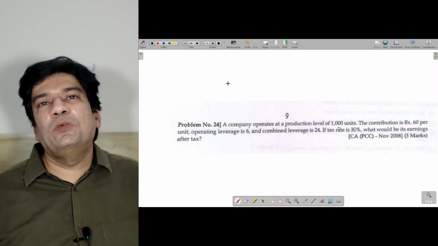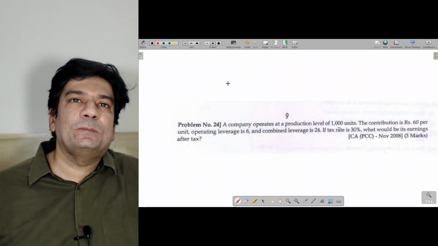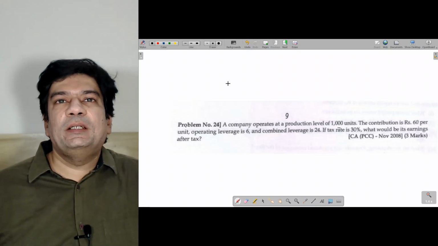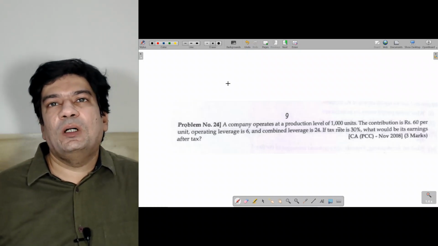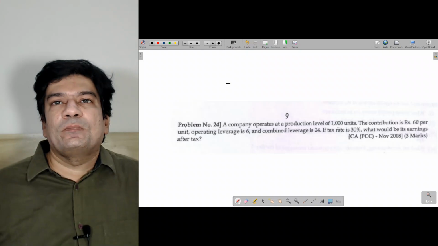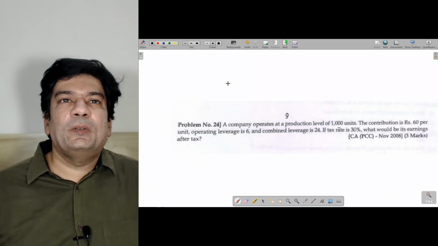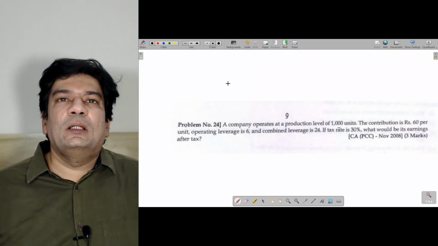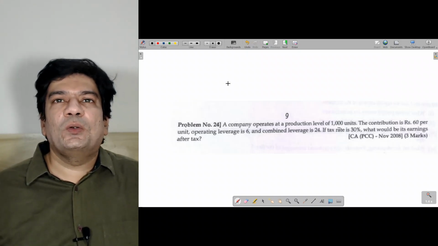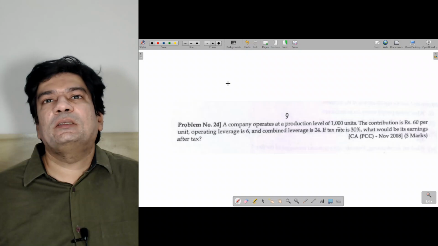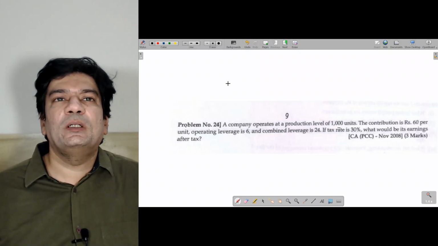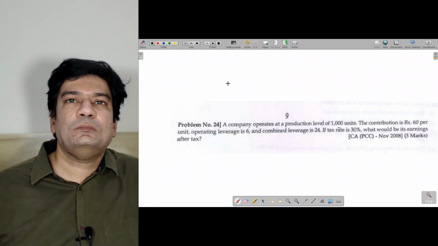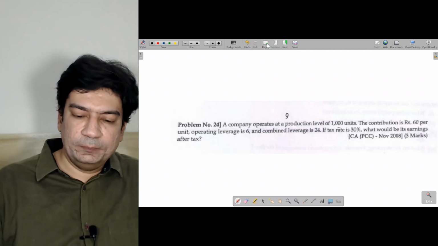So now we are moving to the ninth sum. A company operates at a production level of 1000 units. The contribution is 60 per unit. The operating leverage is 6 and the combined leverage is 24. If the tax rate is 30%, what would be the earnings after tax? So it's a small sum.